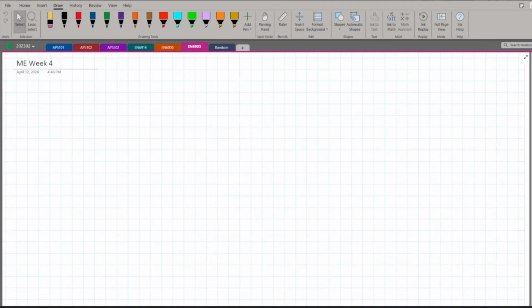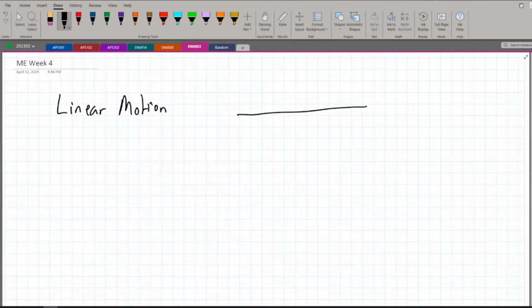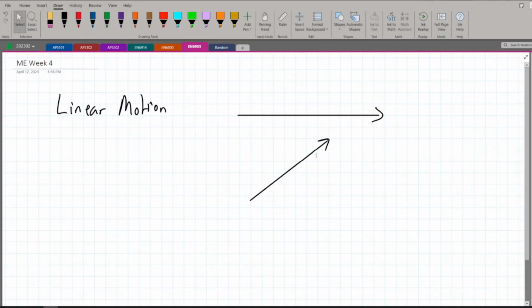Alright, so today we're going to be talking about linear motion. Linear motion basically means the motion of anything in a straight line. So linear motion is when you have motion acting in a straight line. It could be this way, it could be that way. Doesn't matter the direction as long as it is going in a straight line.